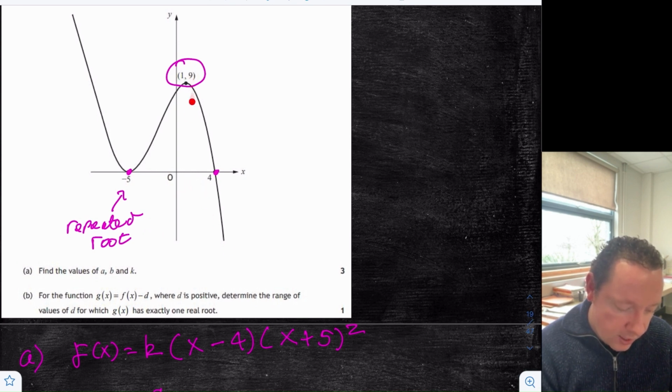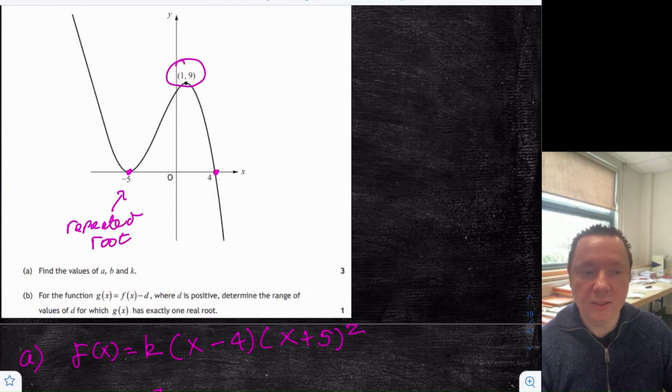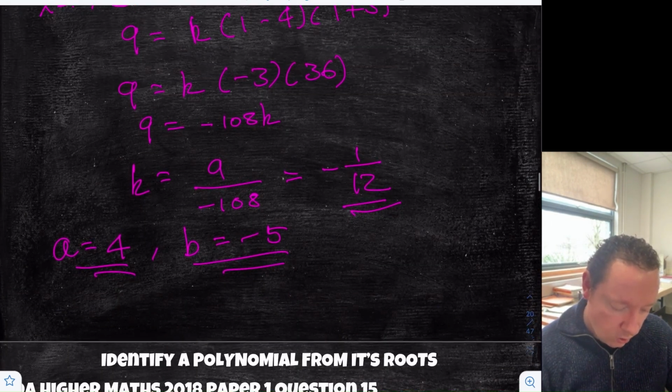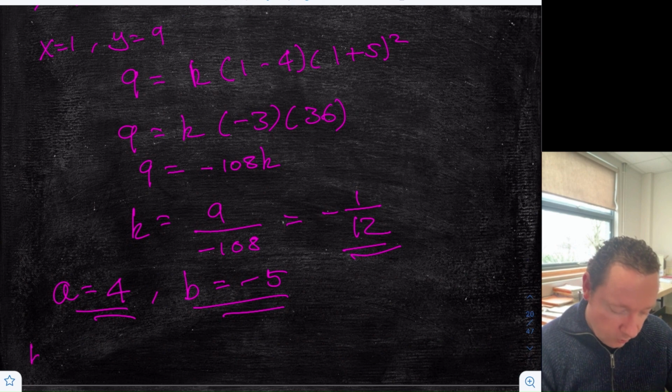Well, that length is 9, so D must be greater than 9, and it's as simple as that. So it's just really working that out by looking. So for part B, I just write D is greater than 9, and we're done there.